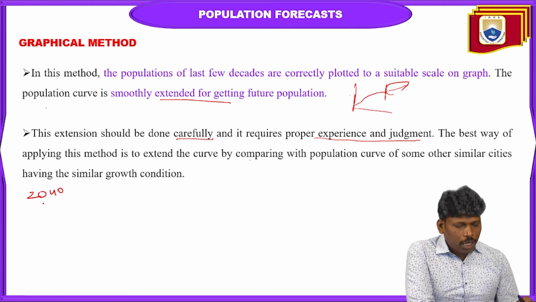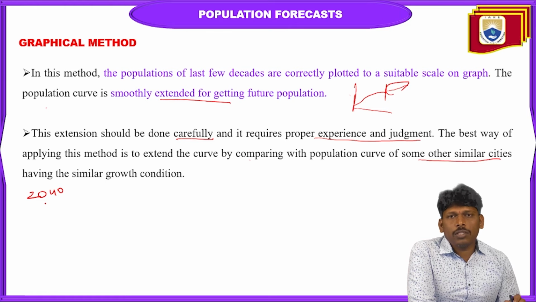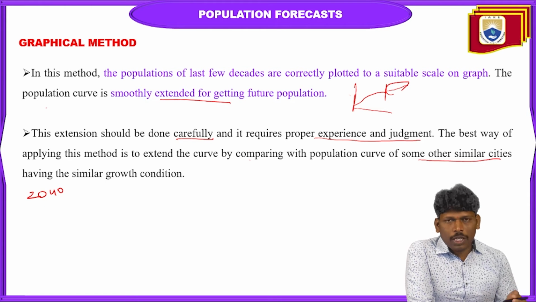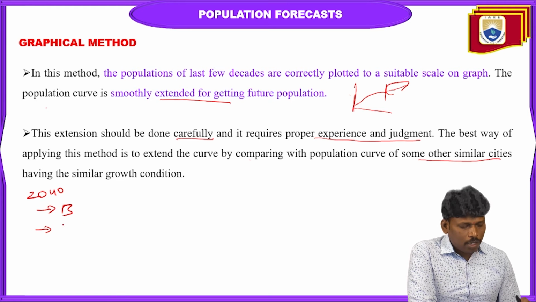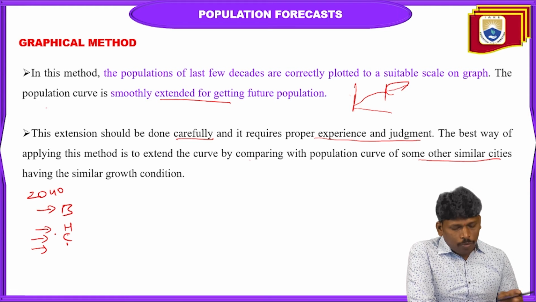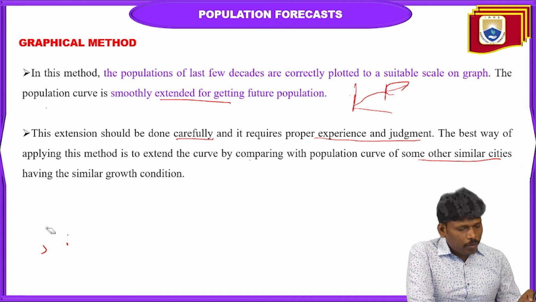So for example, I am supposed to compare this with the population curve of some other similar cities. So here I need to select some other cities similar in population growth rate. For example, if I am doing population forecast work for Bangalore city of Karnataka, then I am supposed to consider a few similar cities like Hyderabad, Chennai, and Kolkata. Whatever reference cities we are considering, their population should follow a similar pattern.